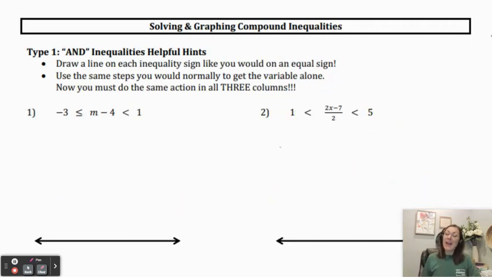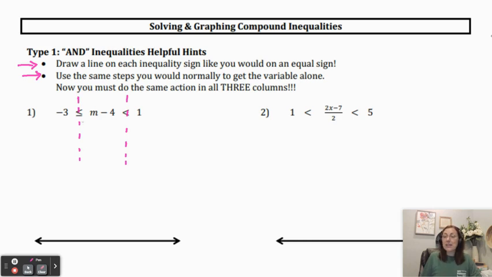All right, for these and inequalities or type 1 inequalities, we are going to solve them. So we're going to first draw a line on each inequality sign like you would an equal sign. Then we're going to use the same steps you normally would do to get the variable alone, but you must do the action in 3 separate columns. Let me show you what I mean here in number 3. Remember, when we're solving equations, that we draw this imaginary line at the equal sign? Well, we're going to do that at the inequality. We just need to do it at both inequalities.